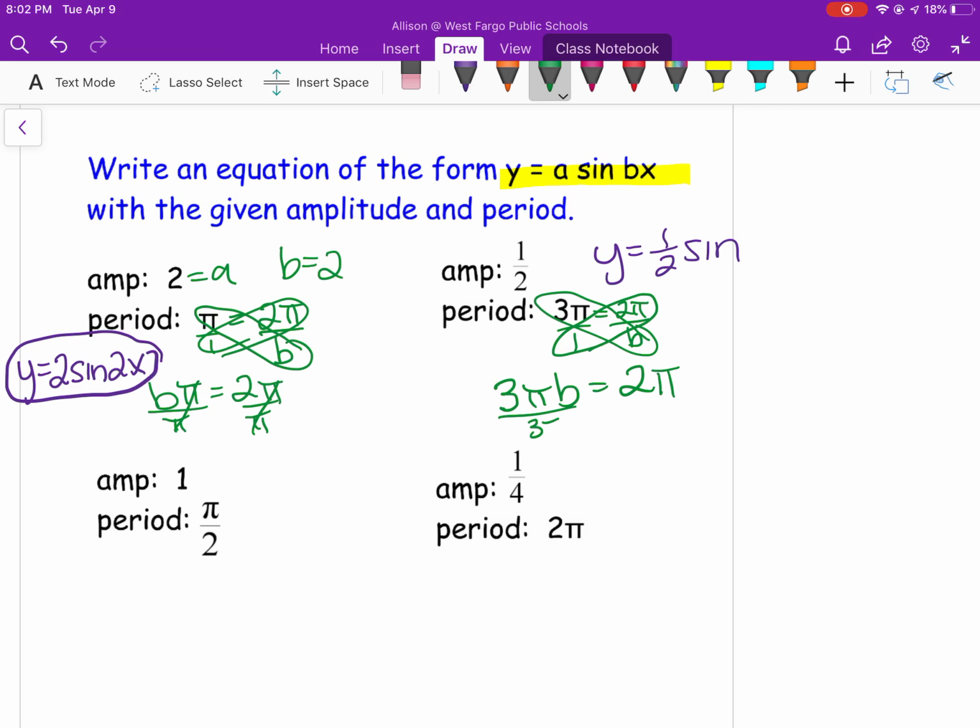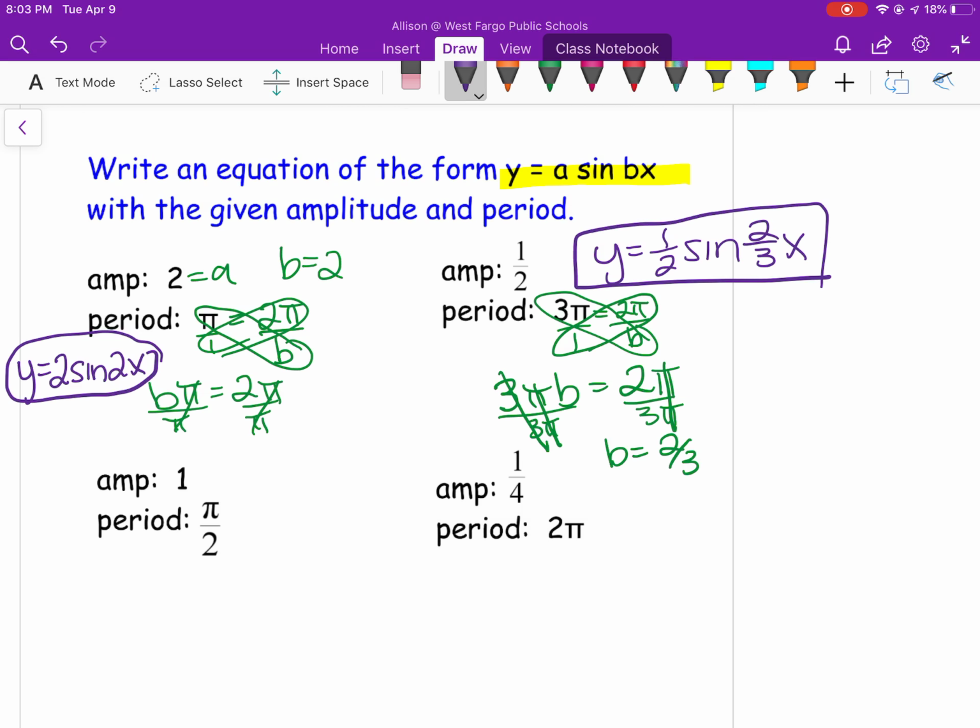Then to solve for b, I'd have to divide both sides by 3 pi. So this would cancel, this would cancel. I'd get b equals, the pi's reduce, 2/3. So it'd be 1/2 sine 2/3 x, because a goes in front and b goes in front of the x.